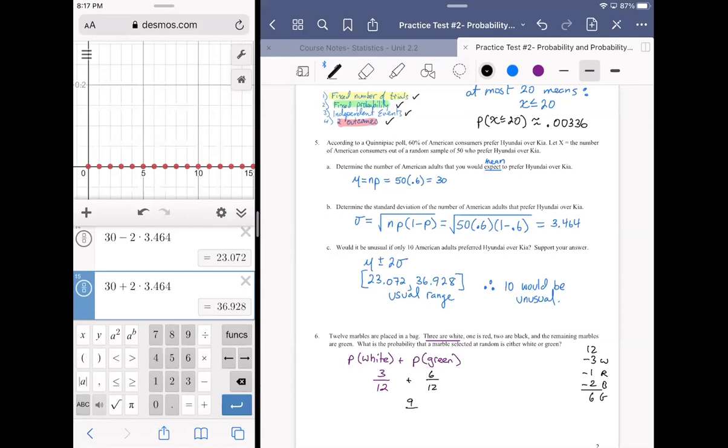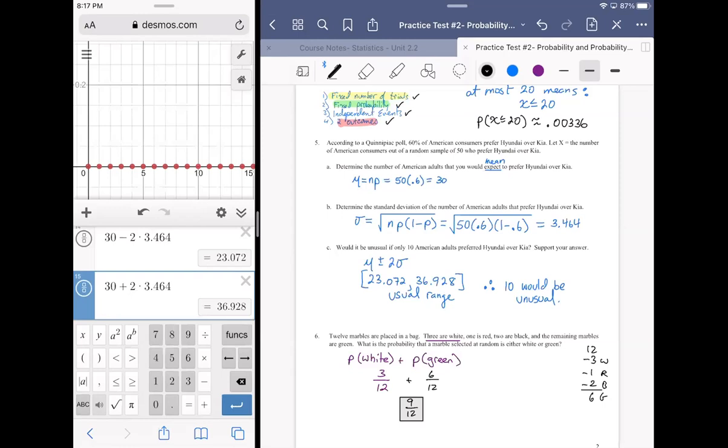So we would get 9 out of 12, and that's fine. You don't need to simplify fractions. You can leave it in unsimplified form. The other thing is you could also look at it this way: if we're looking for a marble that is white or green, you could just eliminate the things that you don't want, which would be the red and blacks. And whatever's left is the ones that you would keep.